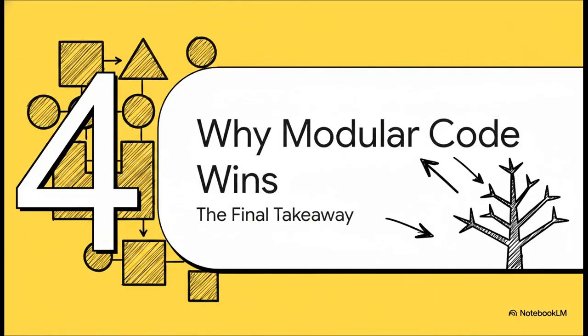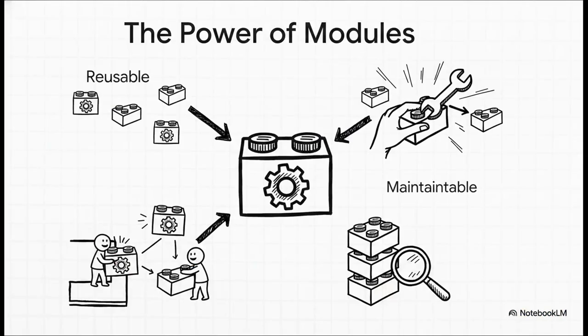Okay, let's bring this all home. We've seen what modules are, and we've seen how they connect with each other. But why does this modular approach pretty much always win, especially as projects get more complex? The benefits are just huge. First off, your code becomes reusable. You write a function one time, and you can import it in 10 different places. It's that classic developer principle: don't repeat yourself. It also makes your code way easier to maintain, because if you fix a bug in one module, that fix is instantly everywhere that module is used.